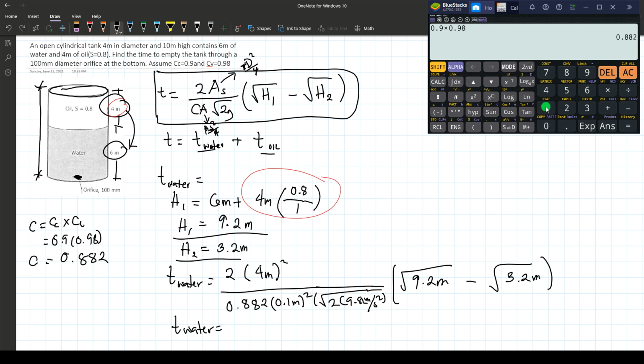So the total time for water is 2 times 4 squared is 16, over 0.882. Okay, so this is the total time, 1019.191 seconds.